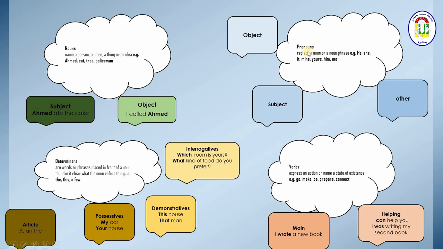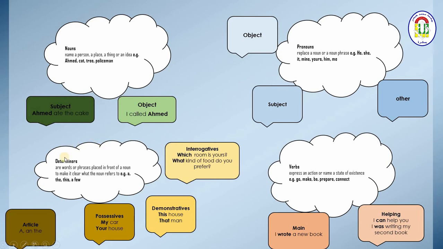Also pronouns. The pronouns are words that can replace a noun or a noun phrase. Example: he, she, it, mine, yours, him, and me. All of these pronouns replace nouns. So instead of saying Ahmed, I can say he. So the pronoun can be an object, can be a subject, and can be something else. We are going to see them in details.